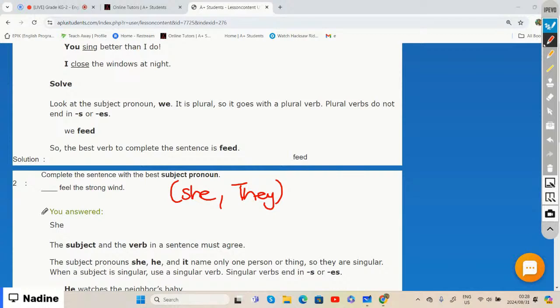And if we were to choose the correct option, then we will say they feel the strong wind. Remember, we said that if our verb does not end with an S or ES, then it means that our subject refers to more than one person. It's plural. But if the subject only refers to one person or thing, singular, then our verb ends with an S or ES.